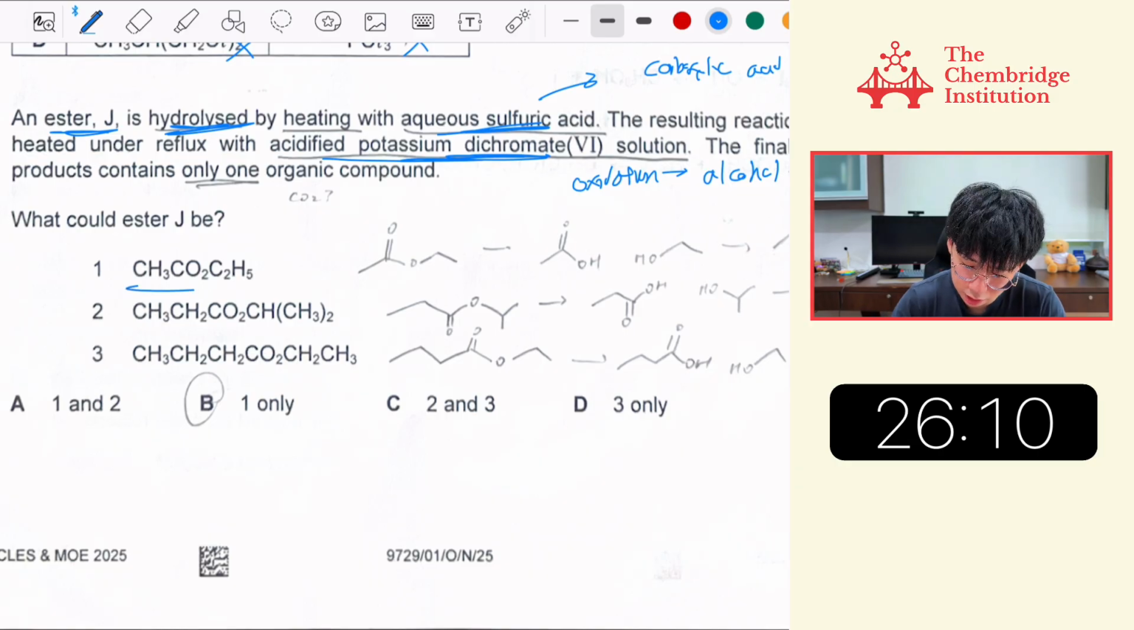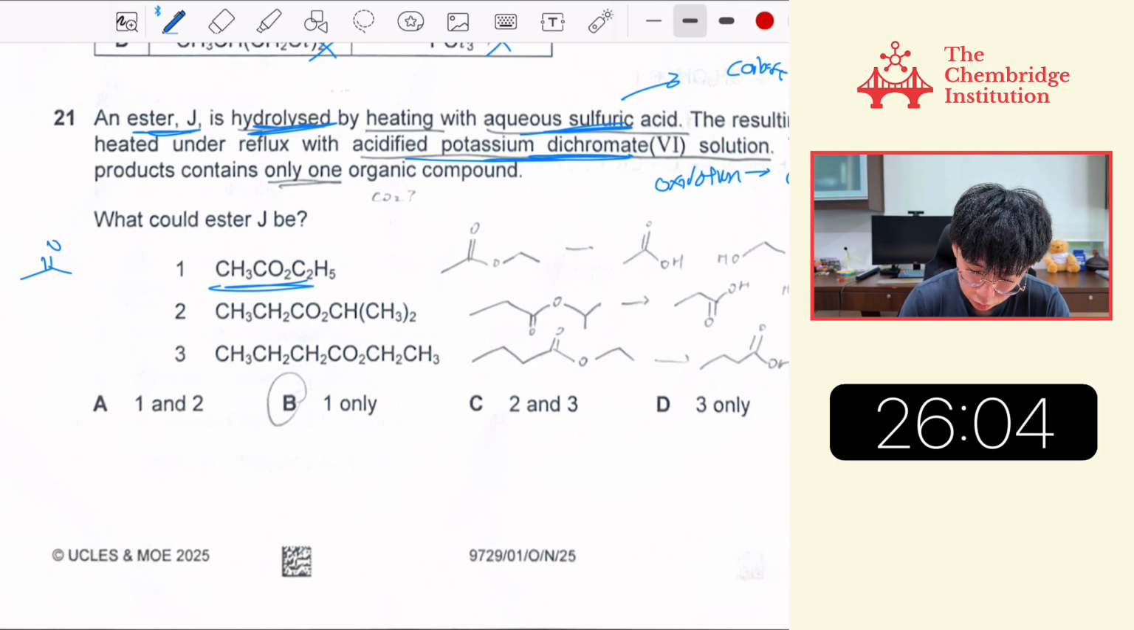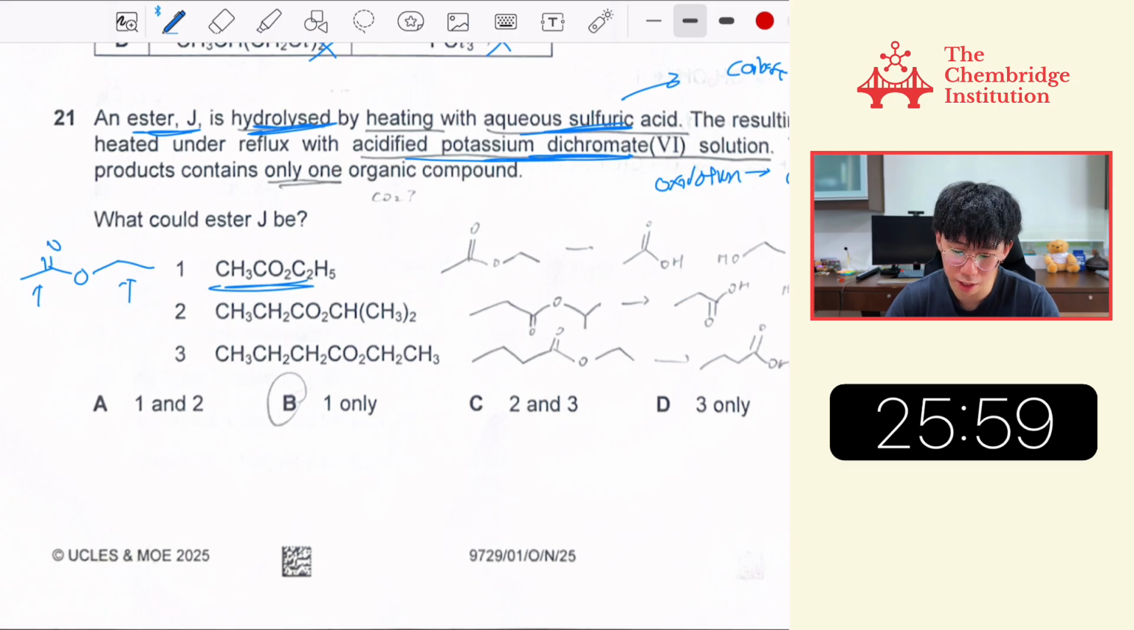Okay, let's take a look at this. CH3CO2C2H5 is like... Yeah, so this is two carbons and two carbons, right? Most likely it'll be the same in the end, because you produce the carboxylic acid and the alcohol, and then the alcohol will just oxidize to become the carboxylic acid with two carbons each. So this looks correct.